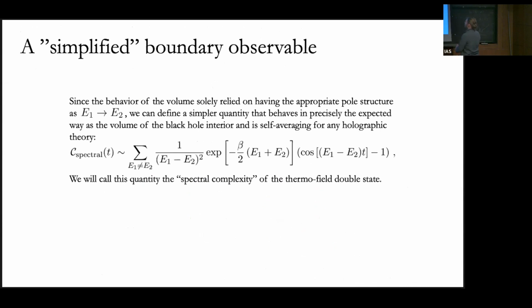Since the behavior of the volume solely relied on having the appropriate pole structure as E1 goes to E2, we can think of a simpler quantity that behaves precisely in the expected way as the volume of the black hole interior, and is self-averaging for any holographic theory. Namely, it's this quantity, which looks like the spectral form factor, it just has a double pole in the denominator. We will call this quantity the spectral complexity of the thermal field double state.